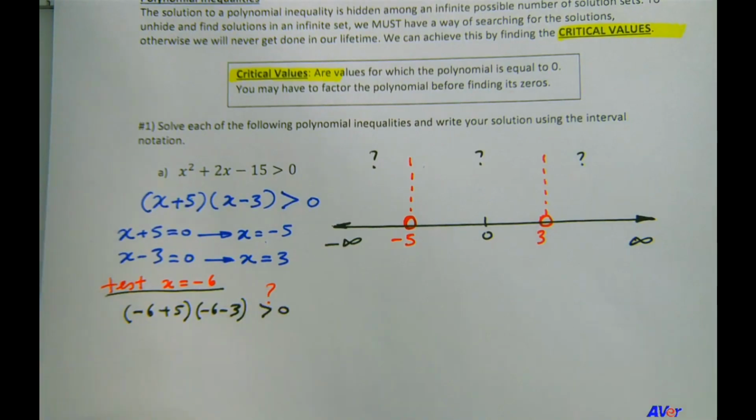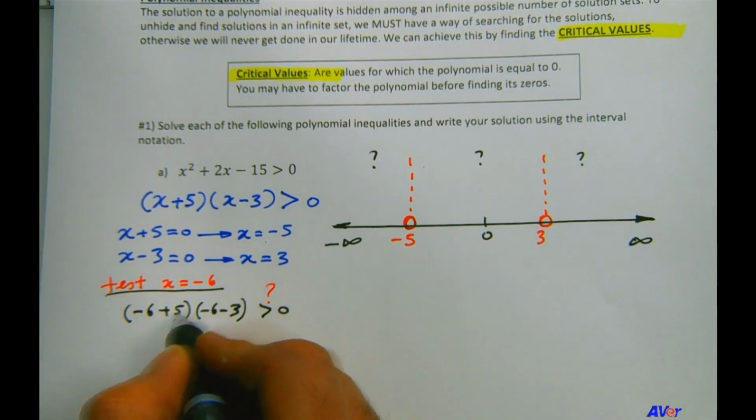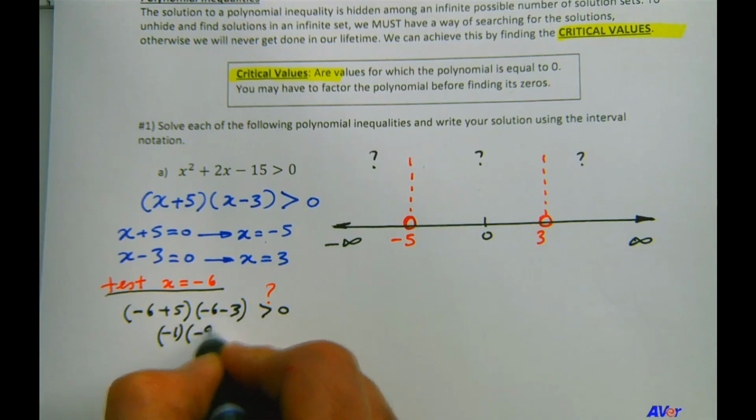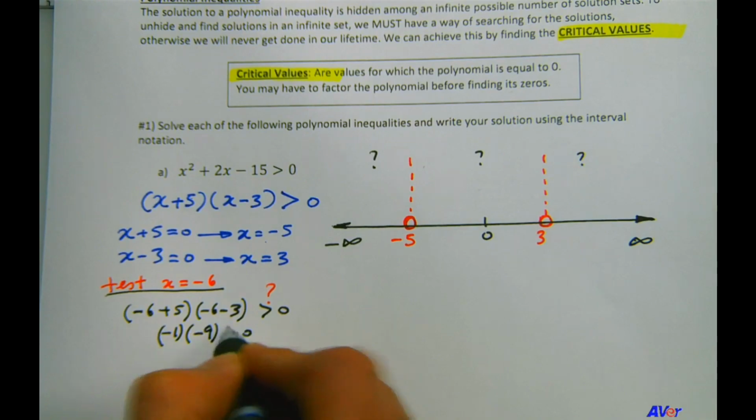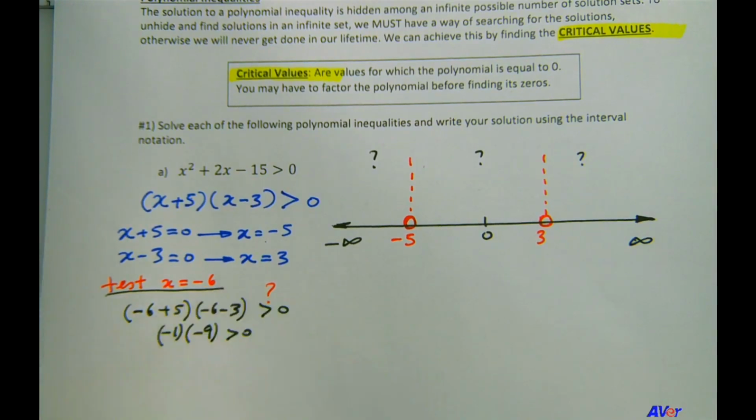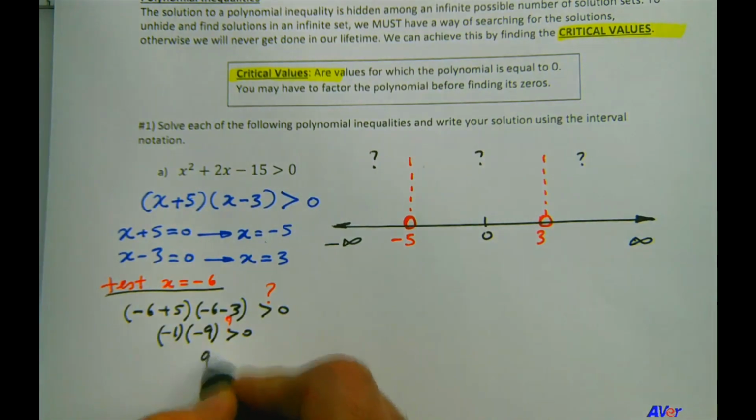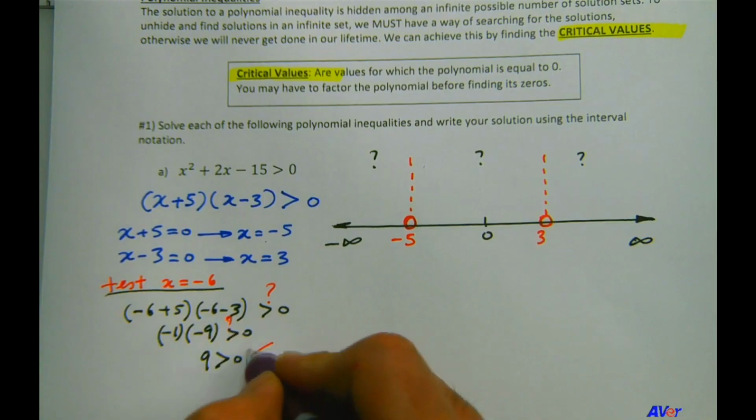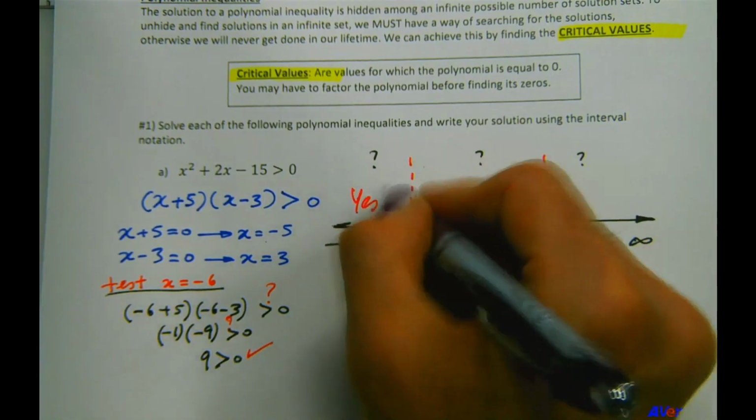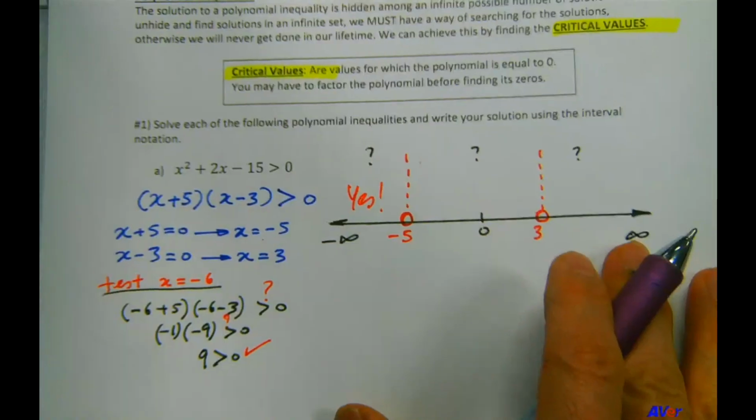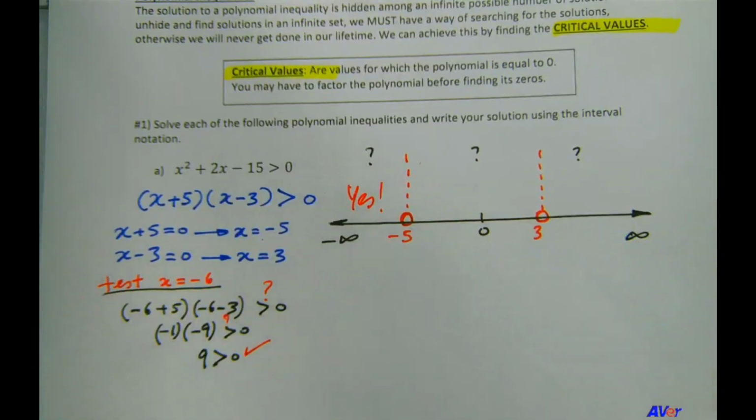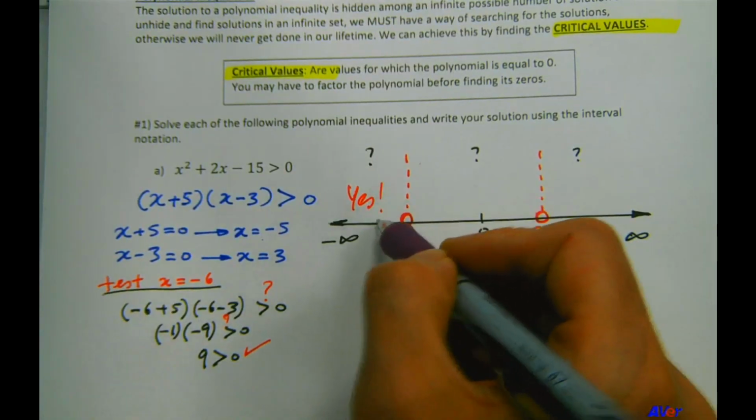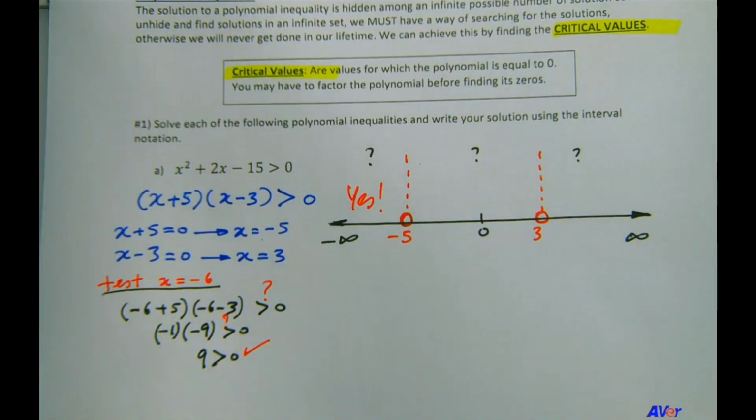Okay, let's see. Negative 6 plus 5, negative 1. Negative 6 minus 3, minus 9. Is that greater than 0? Minus 1 times minus 9 is positive 9, greater than 0. Yes, it checks out. So yes, this region, all infinitely many numbers in this region are part of the solution.